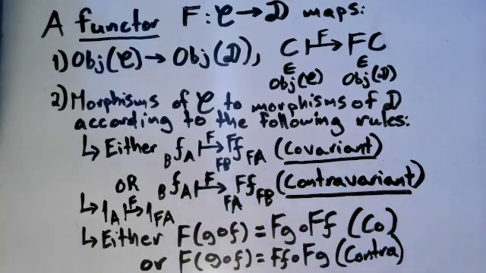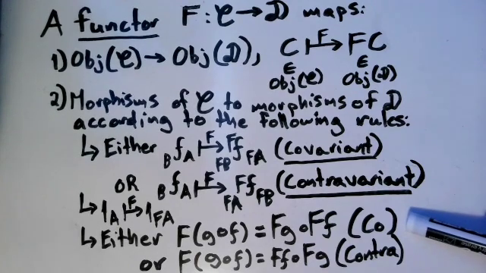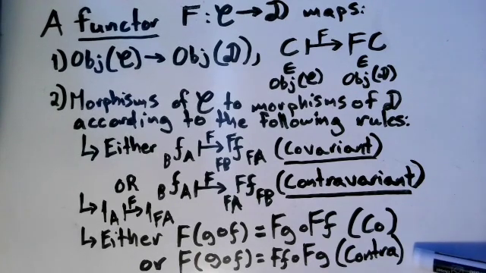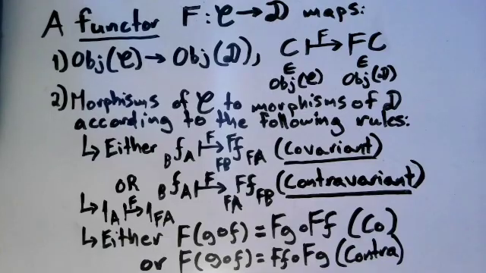The identity morphism will always map under any functor back to the identity morphism on the object that F maps A to. And finally, composition will be preserved, whether we do that in a covariant way according to this formula or a contravariant way according to this formula.